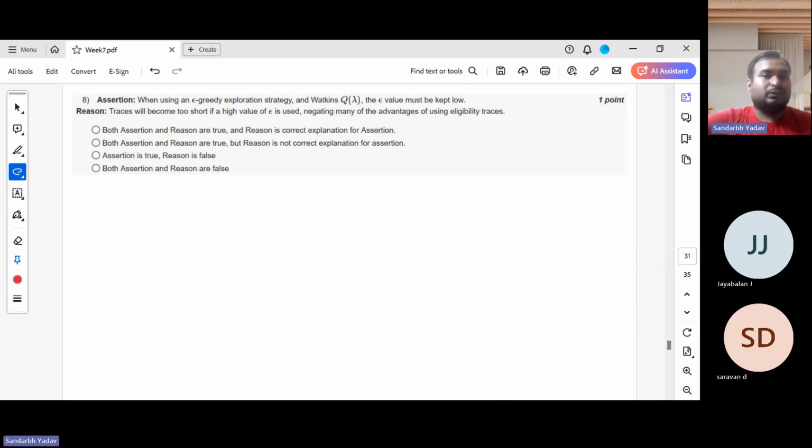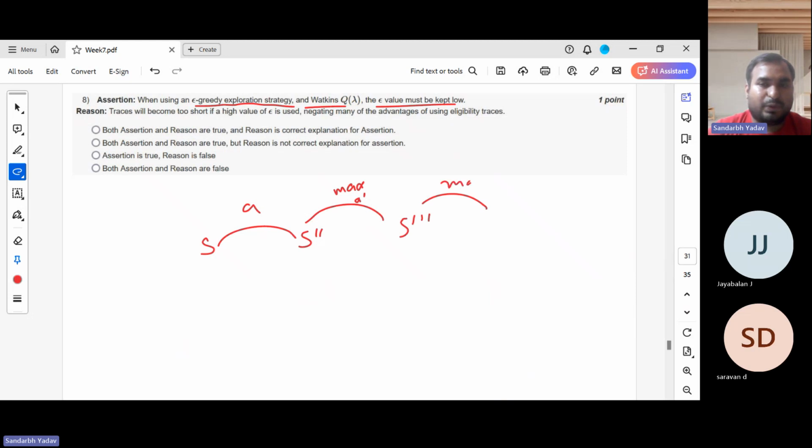So let's go to question 8 now. It's again an assertion-reason question. Too many assertion-reason questions in the assignment. Essentially there are no solving kind of questions. It says that when using an epsilon greedy exploration strategy and Watkins Q lambda, the epsilon must be kept low. Yeah, because you remember what was happening in Watkins Q lambda. You remember this diagram in which we were moving from some state S to S dash, and from then onwards you were taking max over those actions, right? And moving to maybe the next state and keeping on taking max.